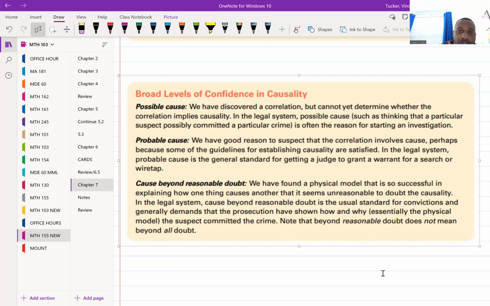So you see in all 3 cases, they tell you how they relate to the legal system. It says possible cause is often the reason for starting an investigation. Probable cause is the standard for getting a judge to grant a warrant for search or wiretap, and then cause beyond a reasonable doubt, it says, in the legal system is the usual standard for convictions and generally demands the prosecution have shown how and why the suspect committed a crime. And it says, note that beyond reasonable doubt does not mean beyond all doubt.